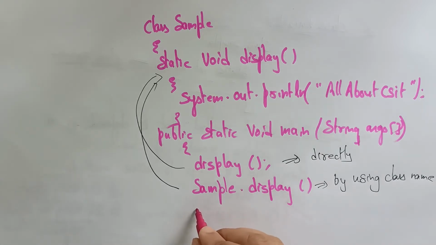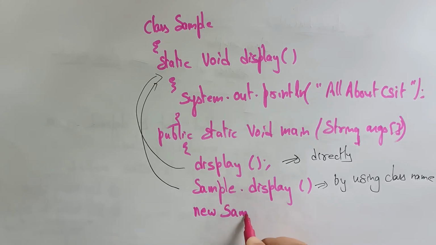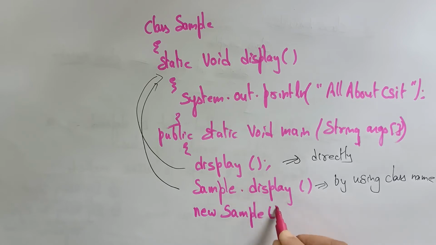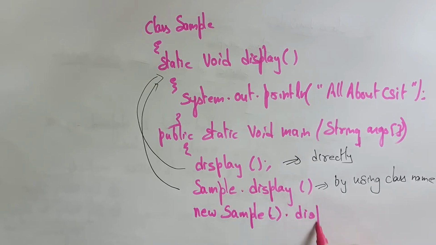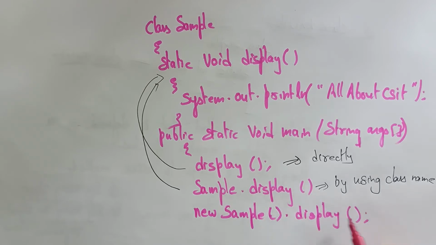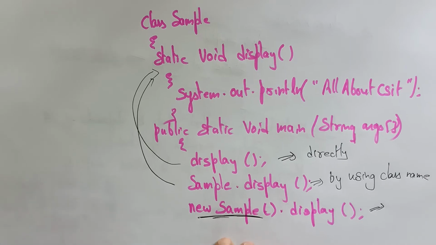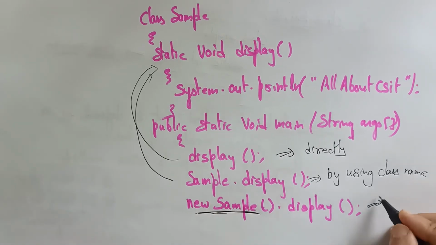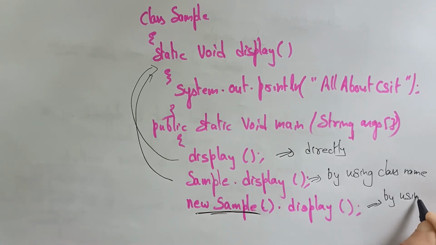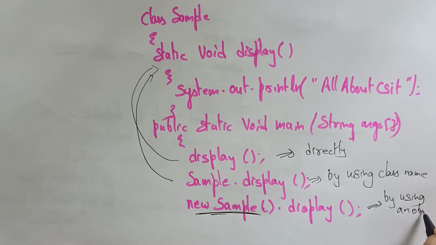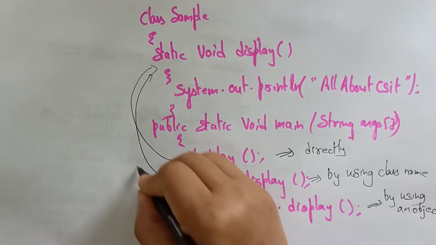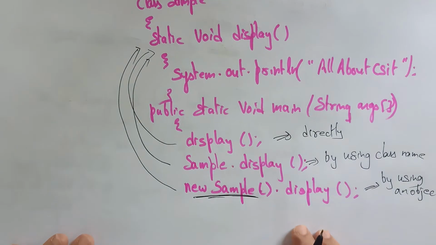Object means first create an object, not reference. New Sample().display. So this is by using an object. New Sample is an object, right or wrong? New Sample, it's an object. So by using an object, you can access the static member of a class.